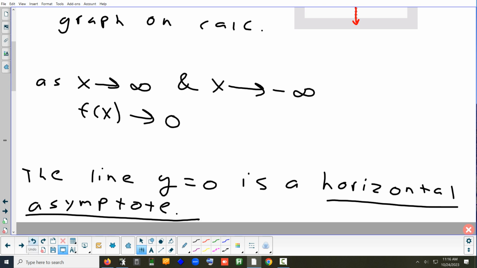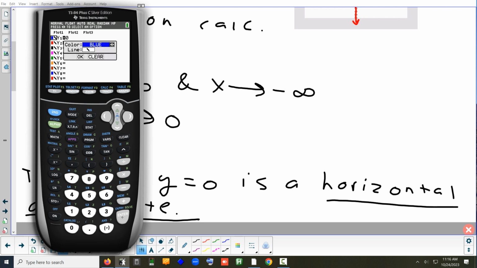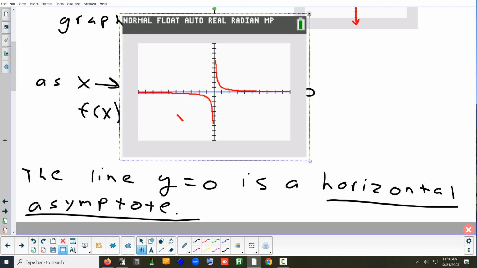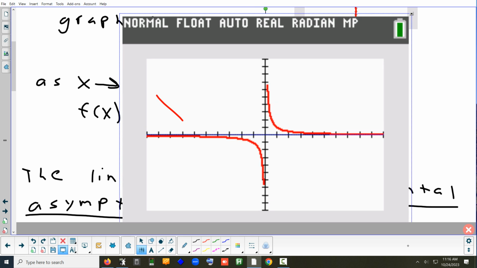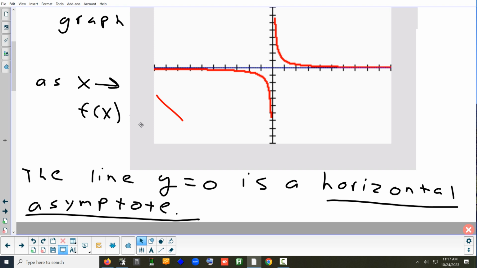So if we were to graph y equals 0 right on top of the graph we have, let's just put y equals 0, and I'm going to make it a thin line, and we'll make it dotted. It's kind of hard to see because it's on the axis, but you can actually see that it's dotted in here a little bit. That line at y equals 0, that's called an asymptote. Specifically, this is a horizontal asymptote.